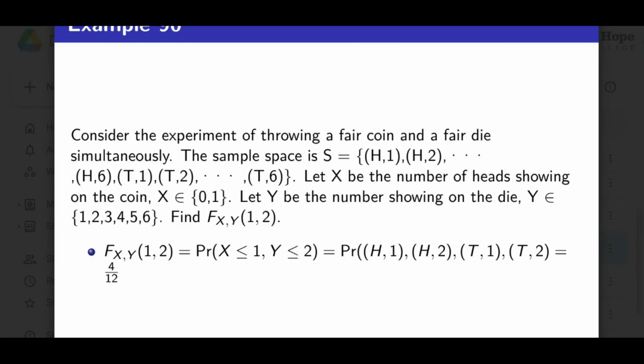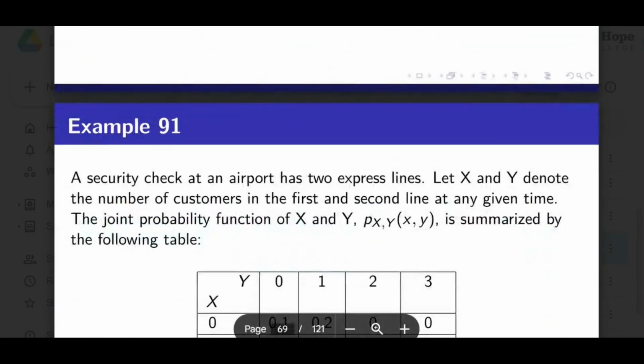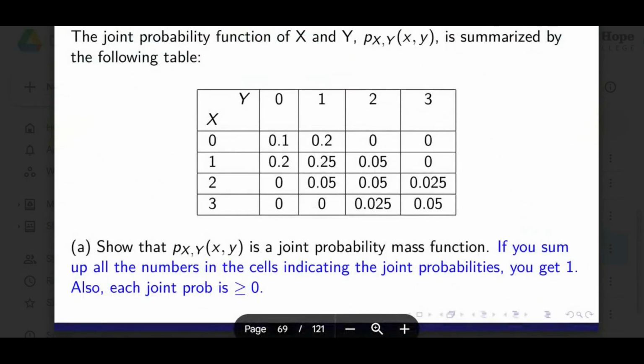All right. This is a bit more clunky, this example. We'll look at another one. Okay, so here is a joint probability mass function. Show first of all that this is even a valid joint PMF. Well, to show that, you must show that it adds to 1, which it does.